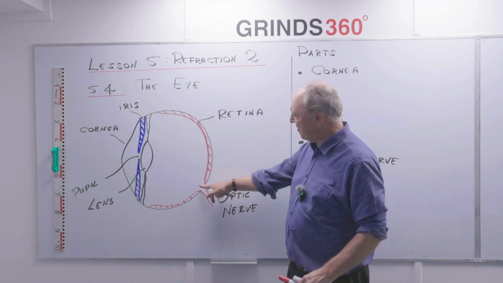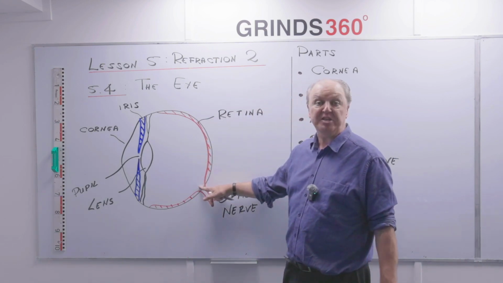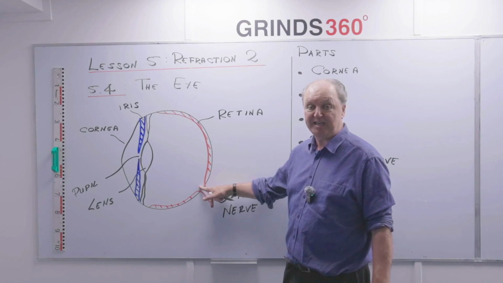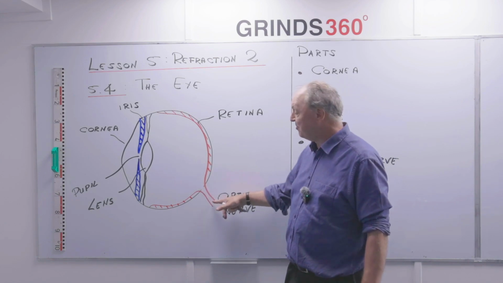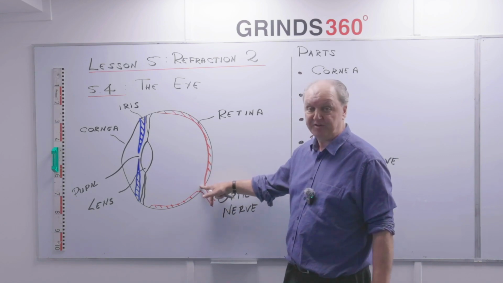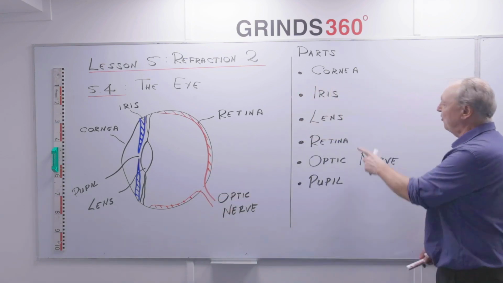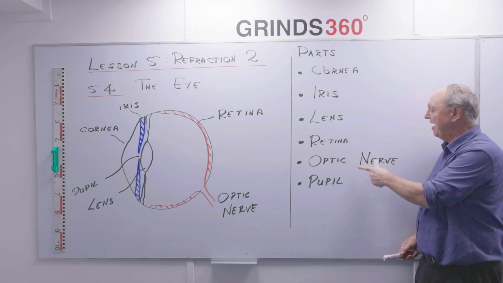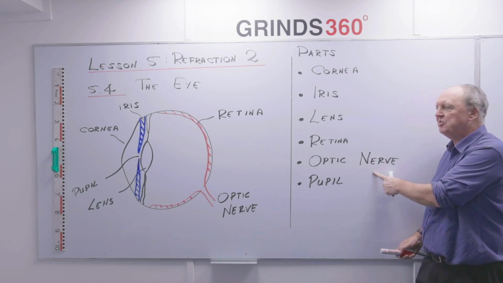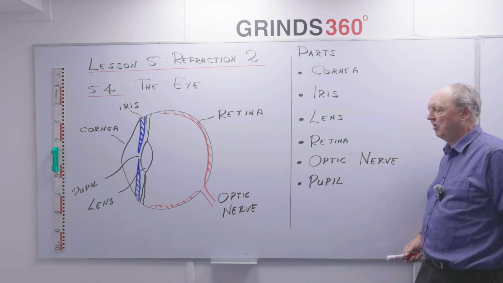Actually, if light falls on that part there, that's called your blind spot, because the retina actually merges into the optic nerve there. So if the light falls on that spot, you won't see anything. So the retina is your screen, and the optic nerve then finally carries the messages to the brain.